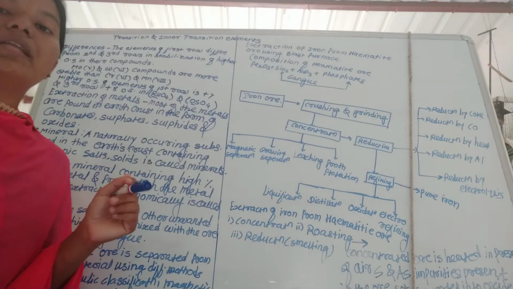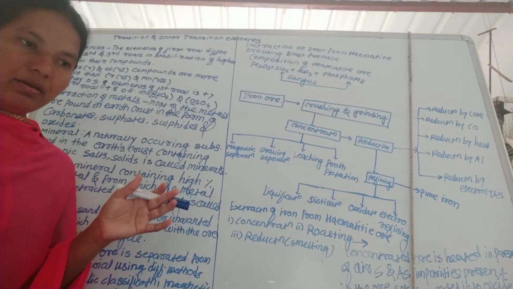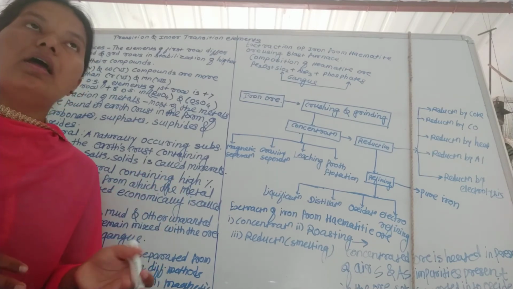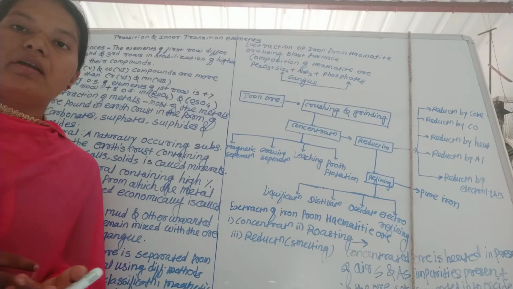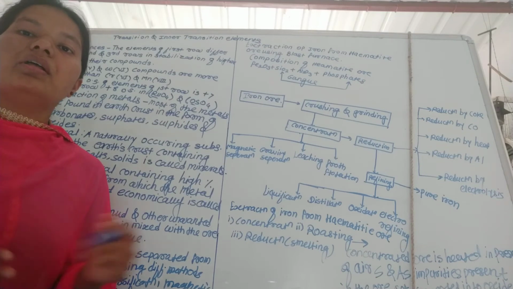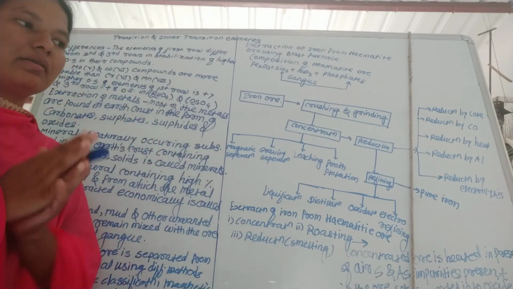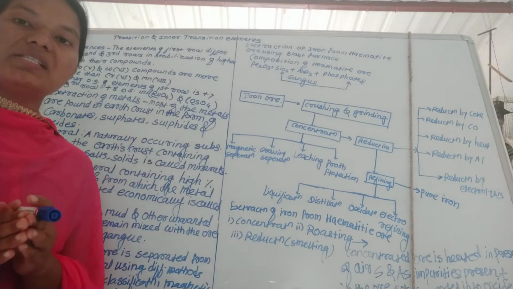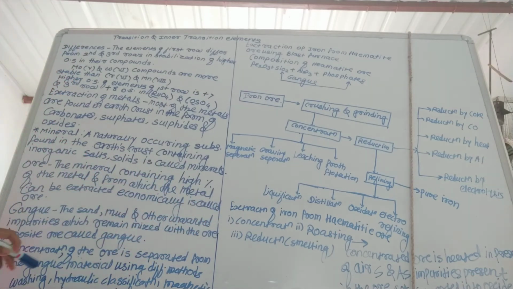Concentration of the ores, what does that mean? You can take your ore, grind and crush it, and then wash it with water. There are several methods of concentration of the ore. You can remove the unwanted sandy impurities from the ore. This is called concentration of the ore. The ore is separated from the gangue material using different methods.